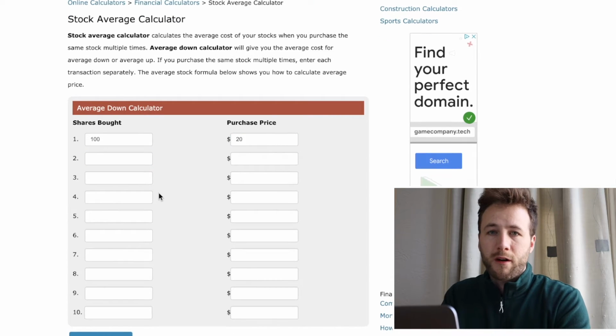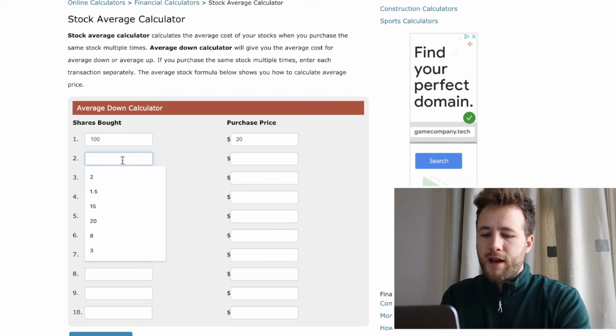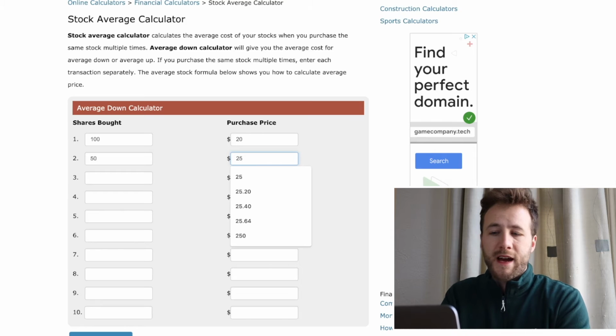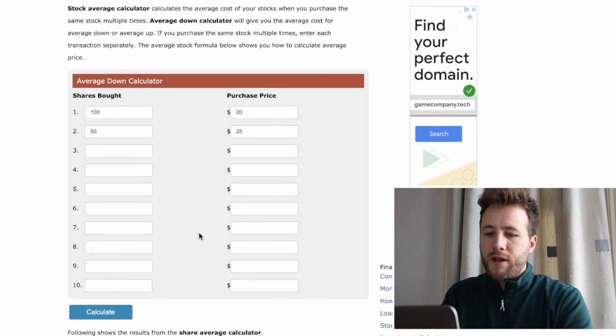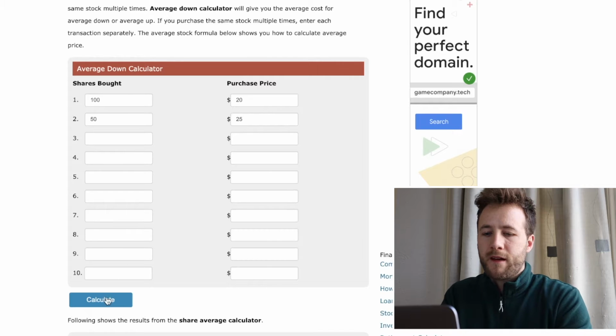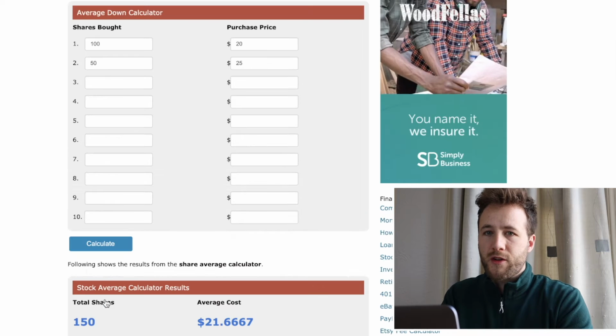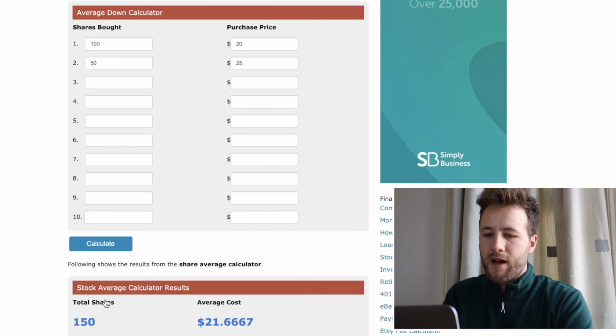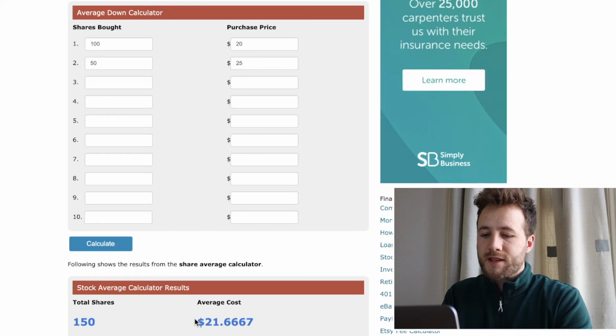Obviously that's where your current position is holding, but it's going up and you wish to put some more money in. So say you want to buy another 50 shares at the price of 25, because it has gone up. You could do all different types of amounts as well, but keep it simple in this one. Then we're going to smash calculate, and it will tell you the average price after that input, $21.66. So that will be your new average price.